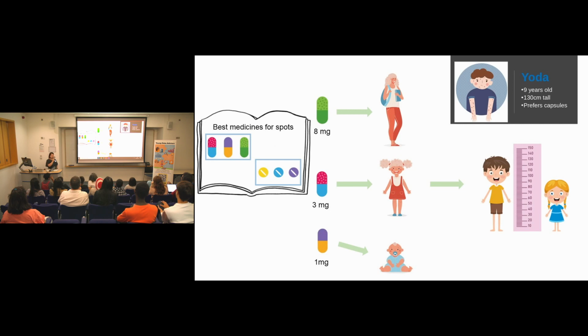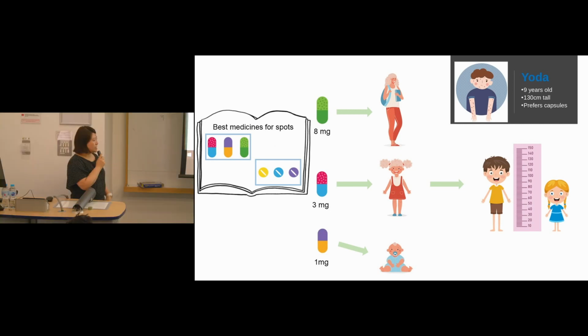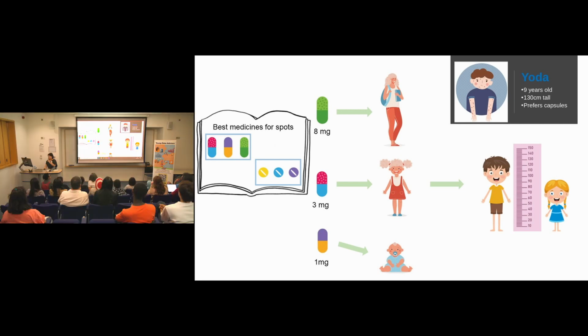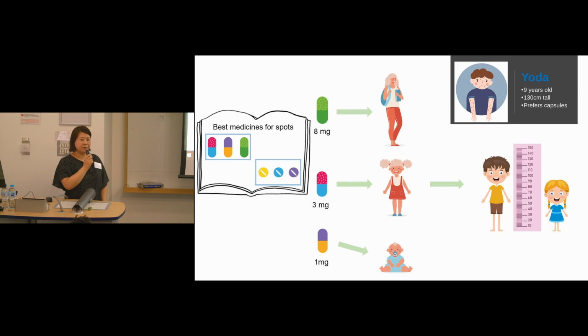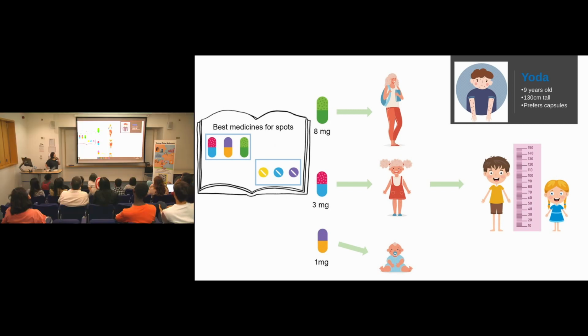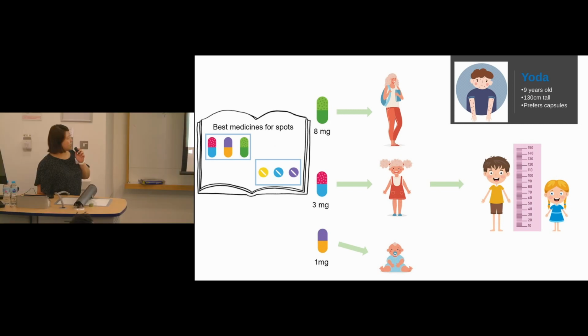Now the book tells us that children of different age groups should have different doses. If you're a child up to 2 years old, you should have a 1 milligram capsule, which is a purple and orange capsule. If you are between 2 and 12 years old, you have a 3 milligram capsule, which is pink and blue. If you are a teenager, 12 years onwards, you should have 8 milligrams.